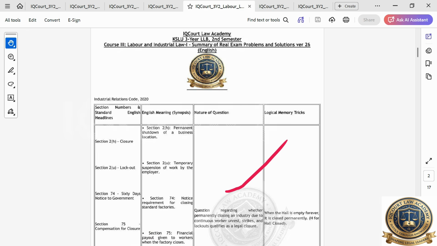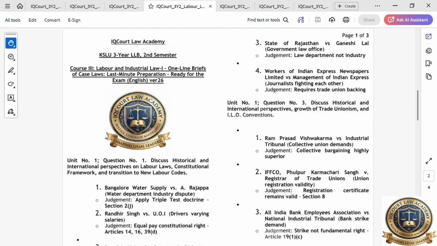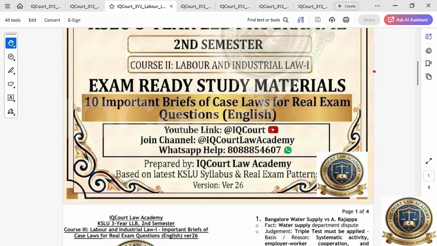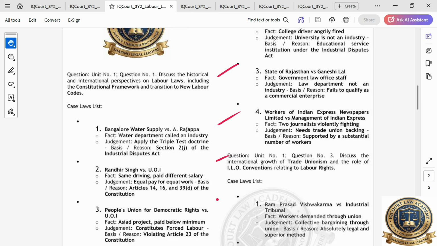This is the summary of the problems. This one is the one-line case law, for a quick recap of the case laws for each unit. This is the question, and these are the case laws. Like this, we have explained everything. This is the case law module. We are providing more than 7 modules per subject. For each question, we are providing a brief of the case laws.